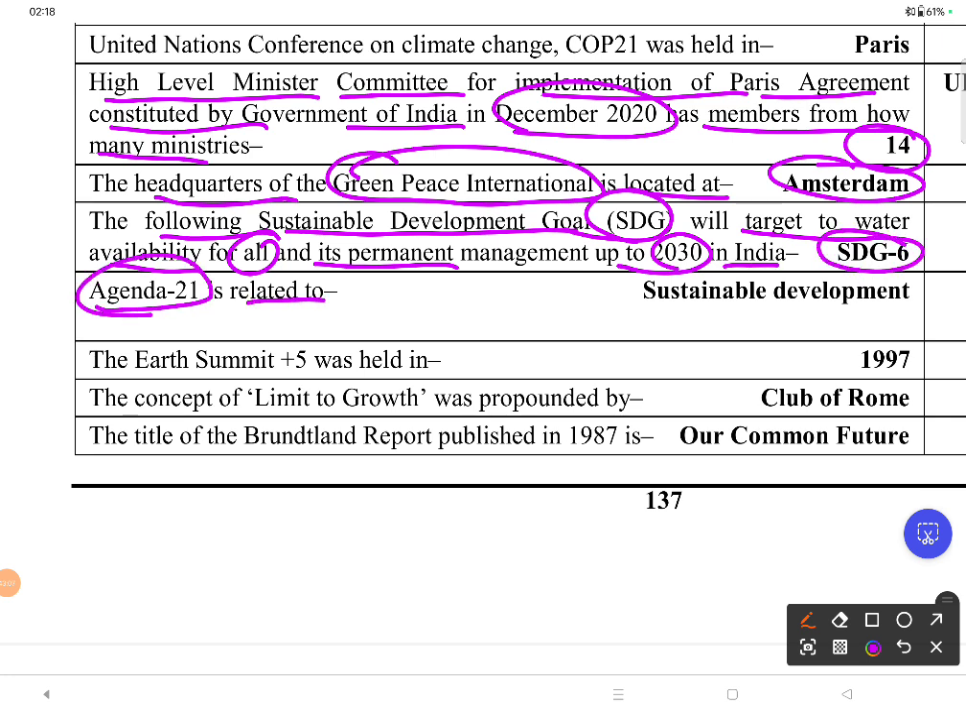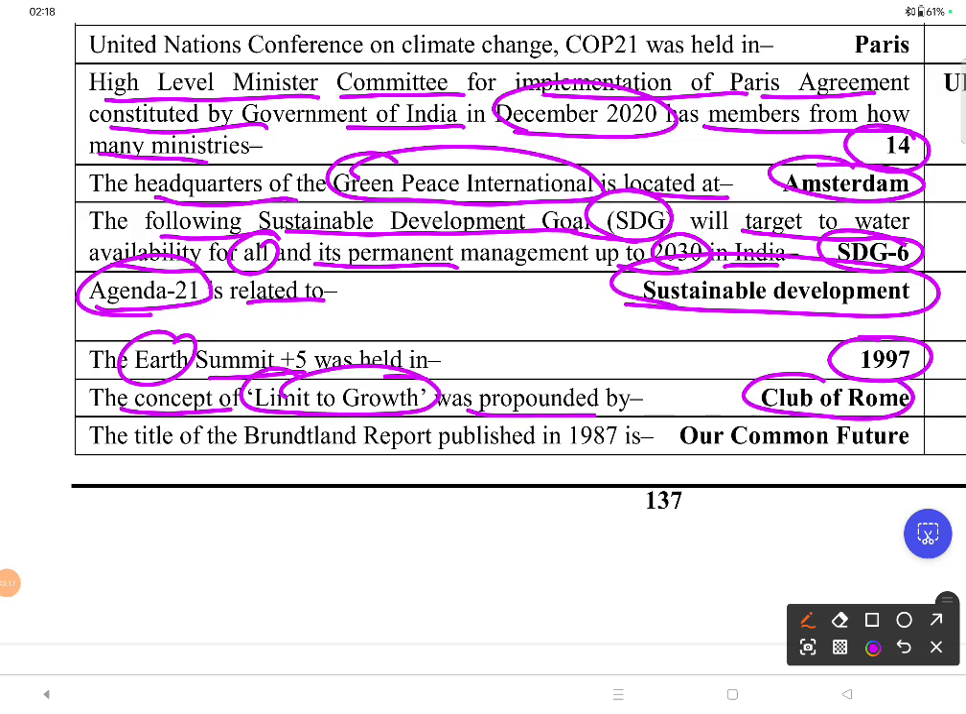Agenda 21 is related to sustainable development. Earth Summit +5 was held in 1997. The concept of limit to growth was propounded by Club of Rome. The title of the Brundtland Report, published in 1987, is Our Common Future.